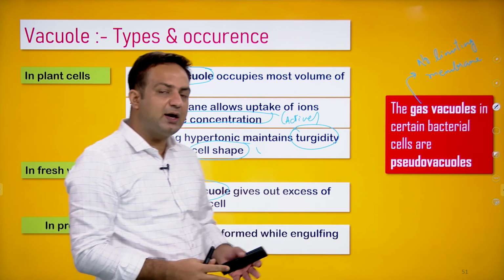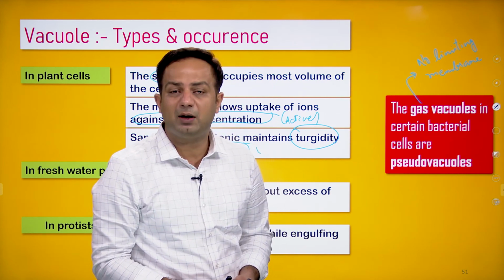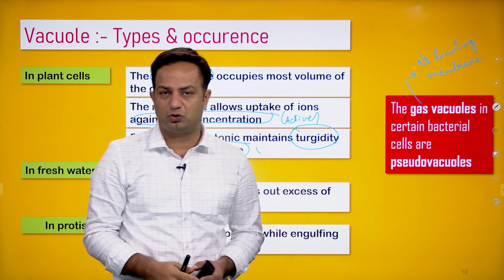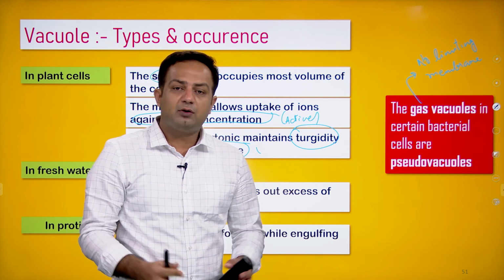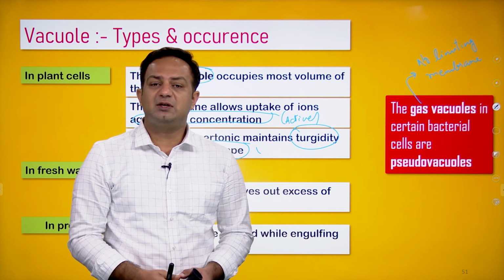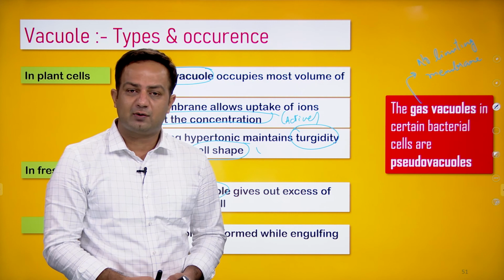In the coming classes, we are going to study the structures of the double membrane bound cell organelles and ribosomes. So be regular with the classes, go through the DPPs so that you can increase your efficiency and accuracy.